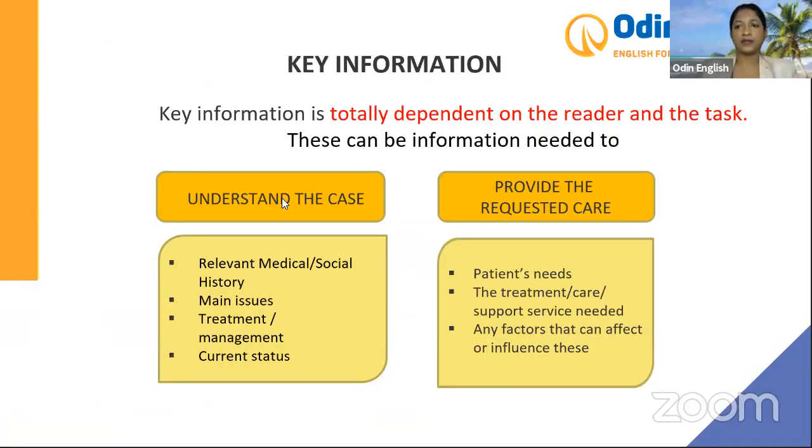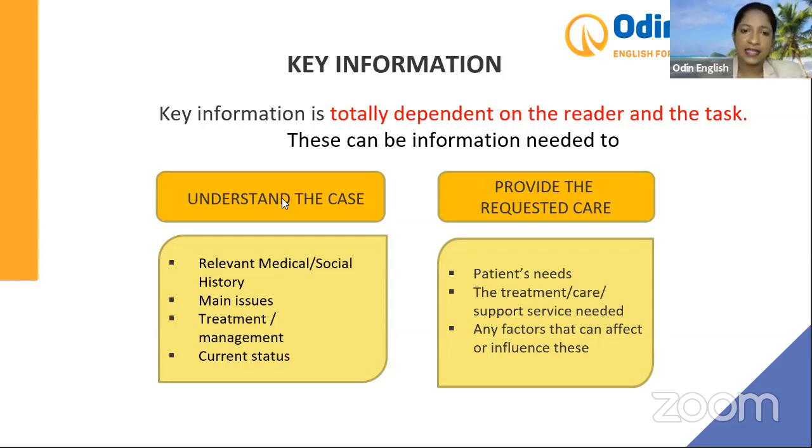So key information, what do you mean by key information? Key information can be of two types. It can be the information which is needed to understand the case or understand the patient and the patient's main issue and the treatment given to that issue. And the second set is the information that is required for the reader to provide the requested care.